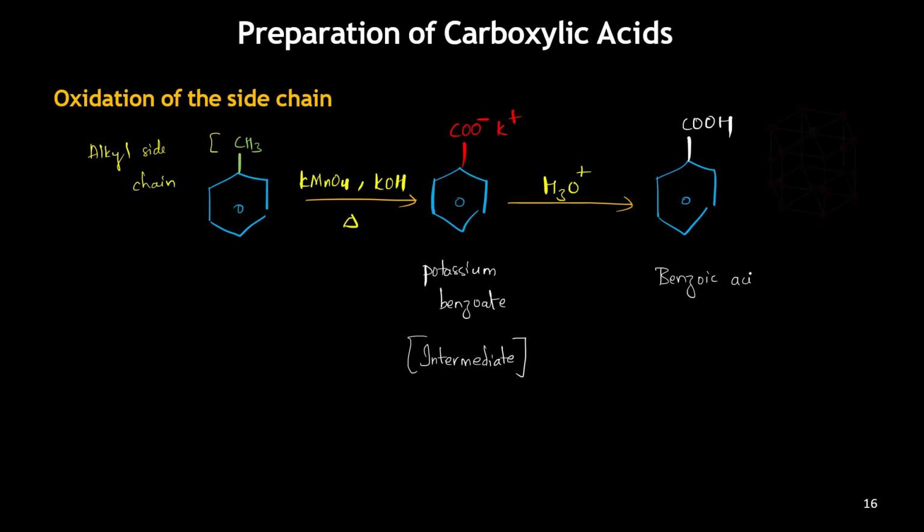Remember this. Okay. So what is this? The benzene group with CH3, what do we call? Toluene. Yeah, it's a toluene. So the toluene is converted into the potassium benzoate, which is an intermediate, by using the potassium permanganate and potassium hydroxide. Okay. And you need to heat it so that you will be getting the potassium benzoate, which is an intermediate. And this will, on acidification, H3O+ means on acidification, you will be getting the benzoic acid.